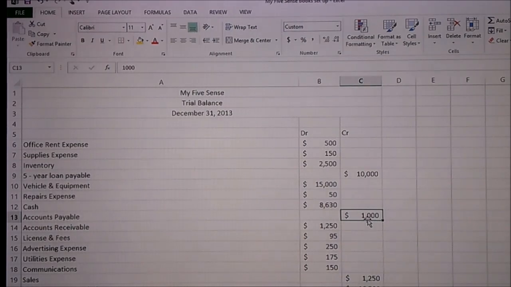Liability, so it's a credit balance in the credit column. He made a loan for $10,000. He owes for that loan. It's a liability. It's a long-term liability, so it's in the credit column.